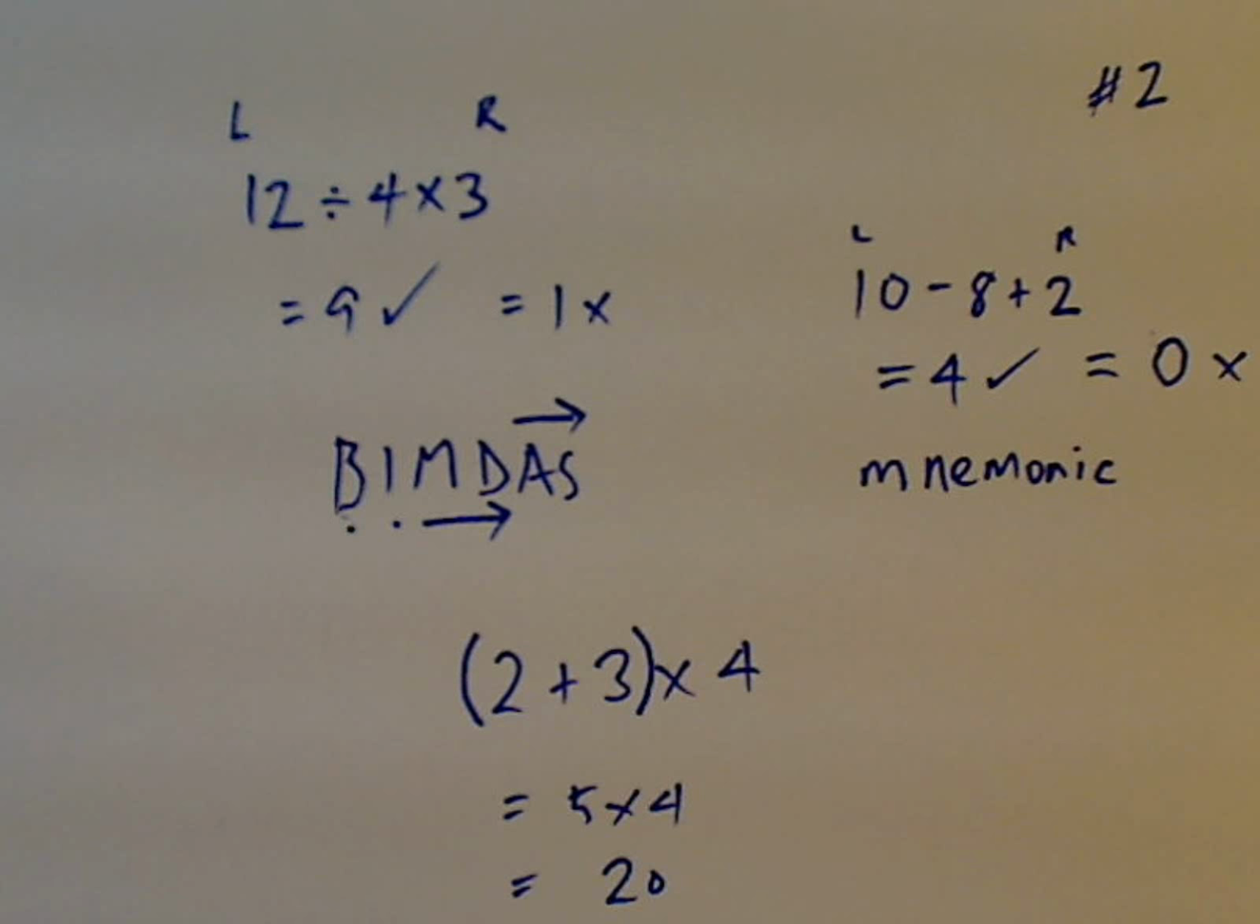So concluding, BIMDAS is a fabulous way to remember the order of operations, but there's a little bit more to it, isn't there? We've got to remember that multiplication and division go left to right if they are the only operations in the expression, and addition and subtraction go left to right if they are the only operations in the expression. More about this in subsequent lessons.